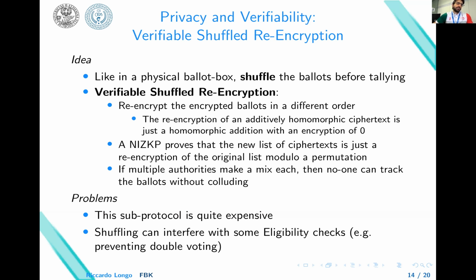And there we have some problems with eligibility checks. In particular, to prevent double voting, we have to be very careful how we mix and when we mix in order to be able to perform all the checks that we want to do. But it's a very, very nice primitive that is very useful in electronic voting.